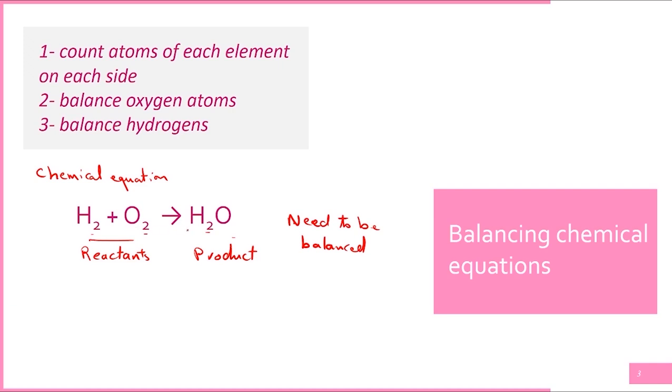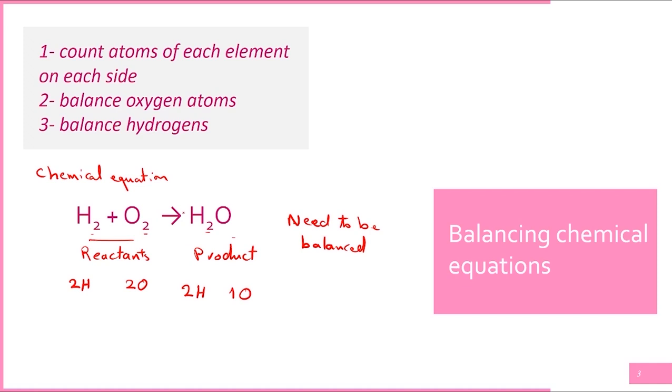Let's look at this equation, the reaction of hydrogen with oxygen to produce water, H2 plus O2, to give H2O. If you count the hydrogens on the reactant side, we have 2 hydrogens, and on the product side, we have also 2 hydrogens. Now, if we count the oxygens on the reactant side, we have 2 oxygens, but on the product side, we have only one single oxygen.